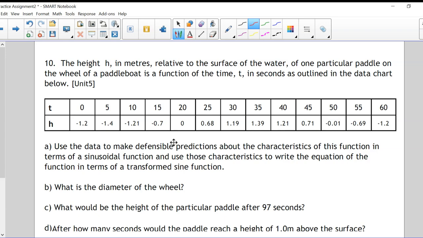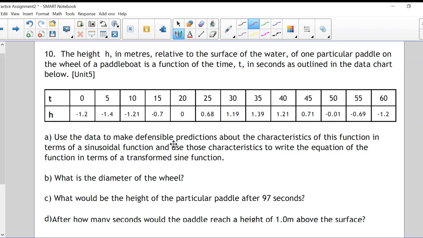That's all that means. Okay, so if you had to do an equation for this, use the data to write the equation of a sinusoidal function.